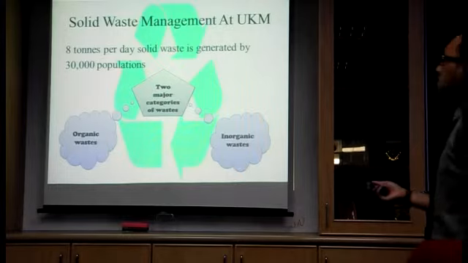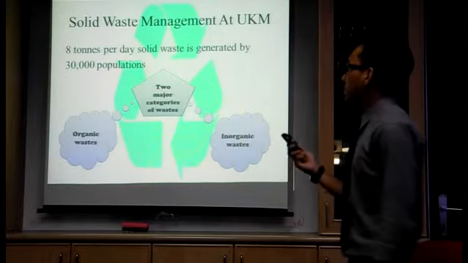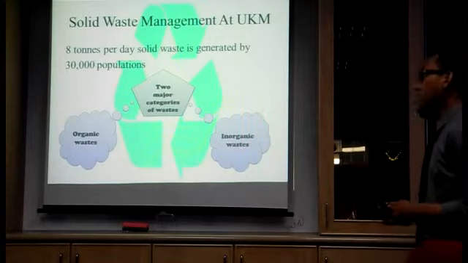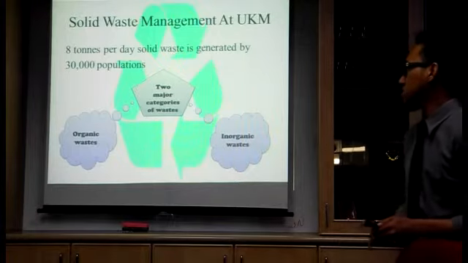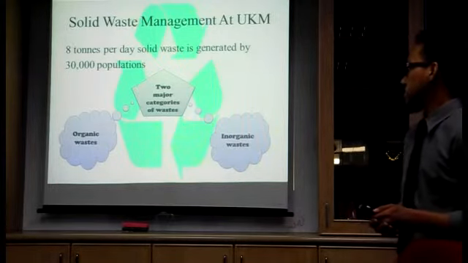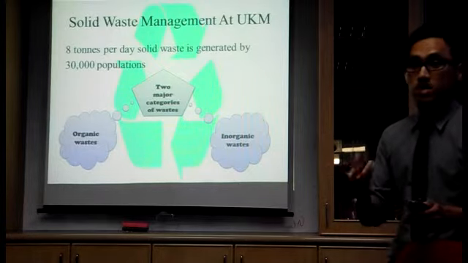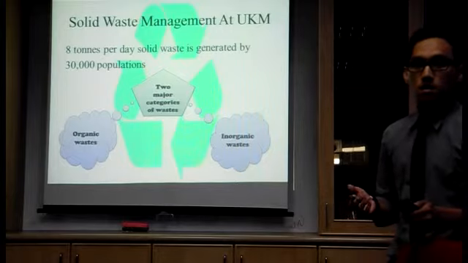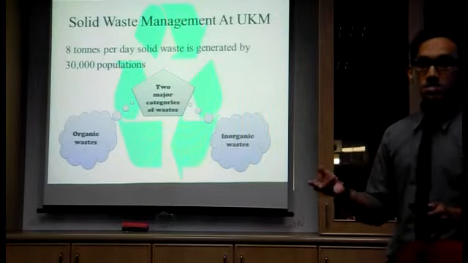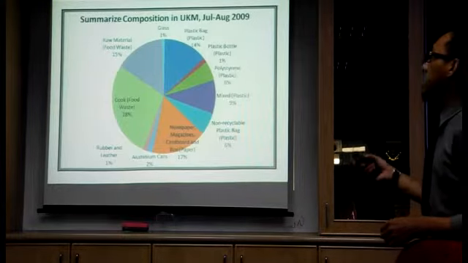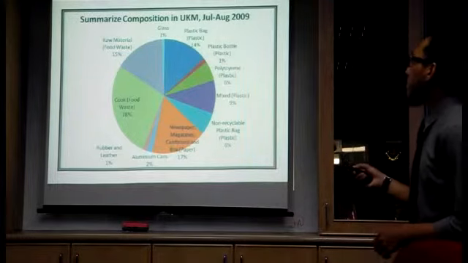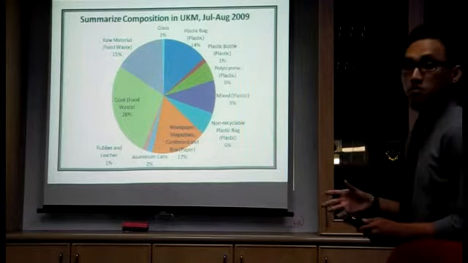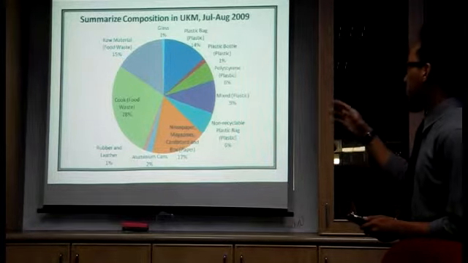And solid waste management at UKM: about 8 tons per day of solid waste is generated by the 30,000 population in UKM. And there are two major categories of waste. The first one is inorganic waste, and the second one is organic waste. Inorganic waste is the things that we can recycle and reuse, and organic waste comes from our food or landscape waste. And these are the compositions that have been studied at UKM, where we got a high composition of food waste, and the other is inorganic waste.